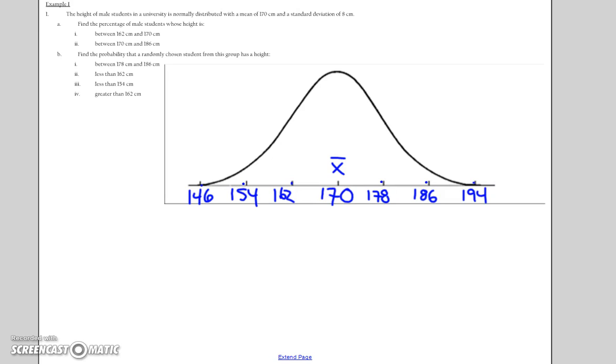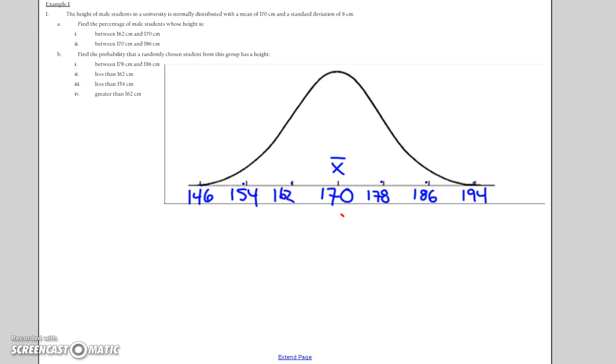So now I've got this curve set up. I'm going to go ahead and answer each of the questions. Some of them are going to be easy, and then some of them are going to be a little bit more challenging. So in letter A, it says find the percentage of male students whose height is between 162 and 170 centimeters. If you wanted to color this in, you don't have to do this each time, but I could say here's 162, here's 170, and it's going to be everything in between this.